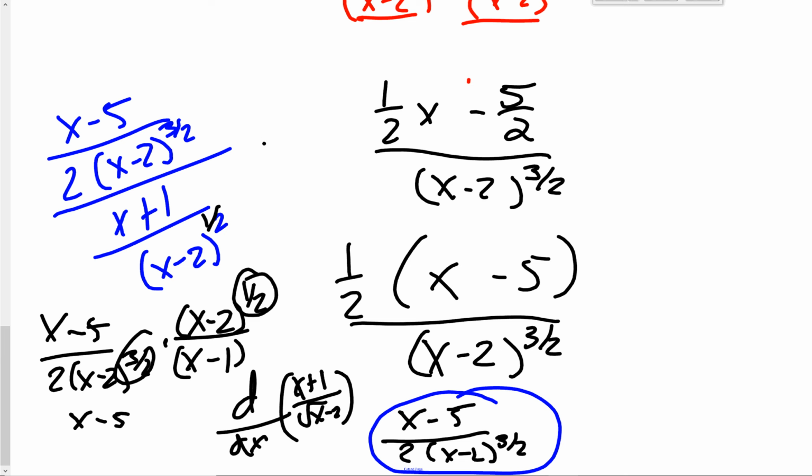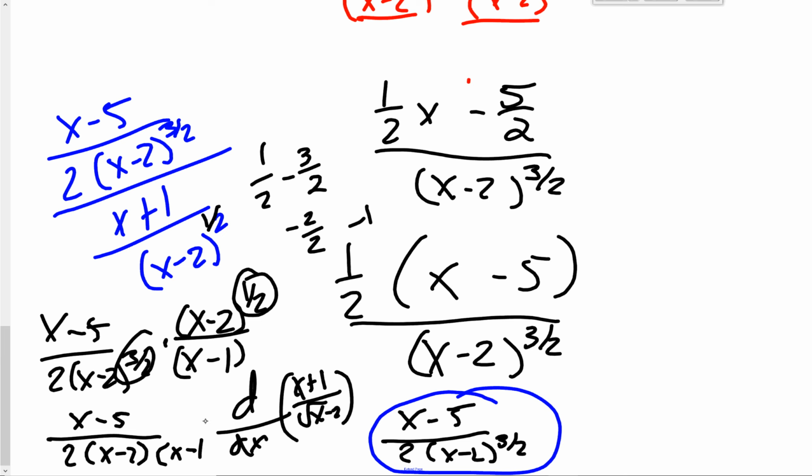Because this minus this, 1 half minus 3 halves, is just a negative 2 over 2, which is just a negative 1. So I can just put that exponent on the bottom. So I get 2 over x minus 2, x minus 1. So there is our answer to that. The whole thing is right there.